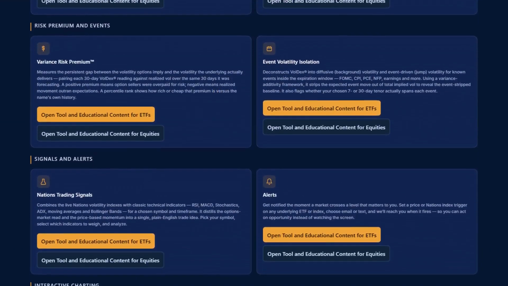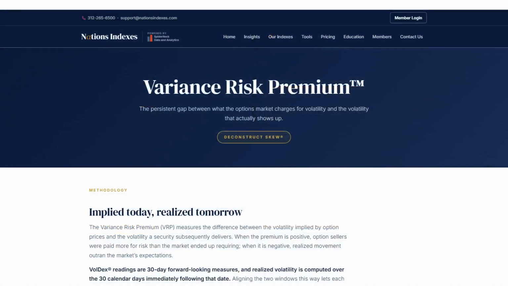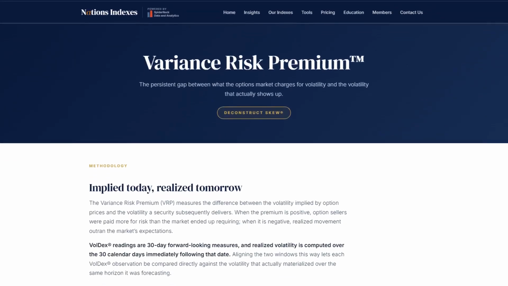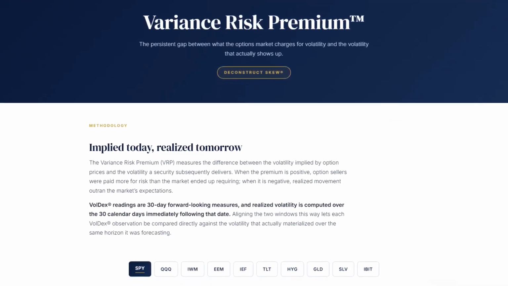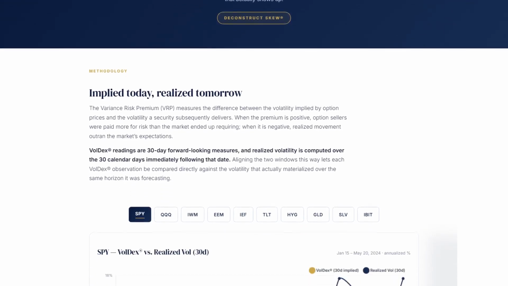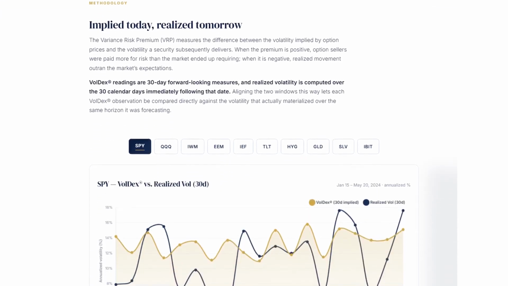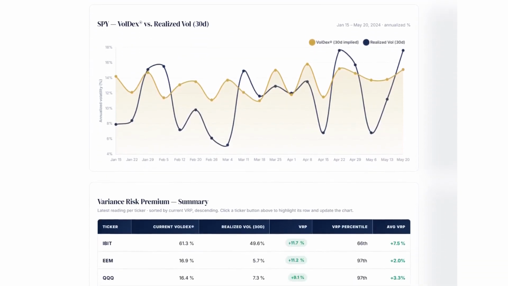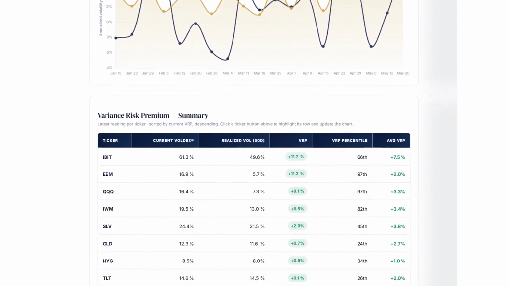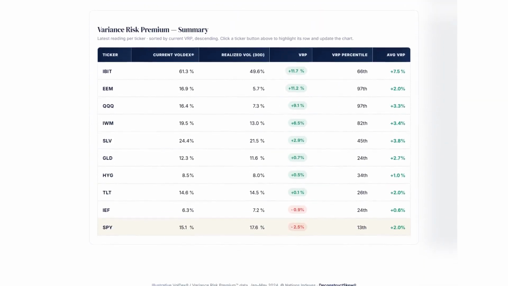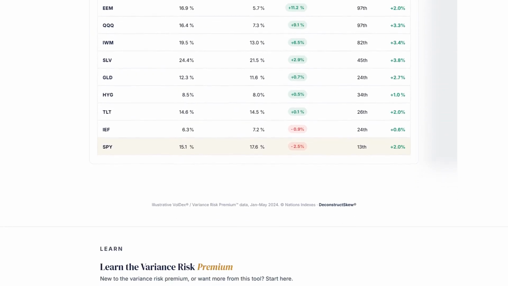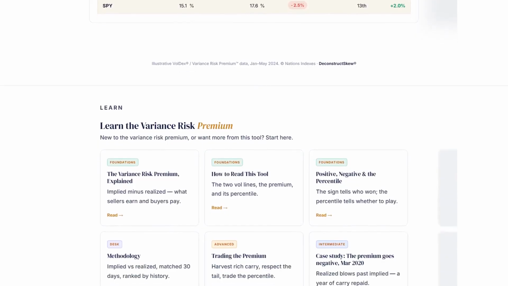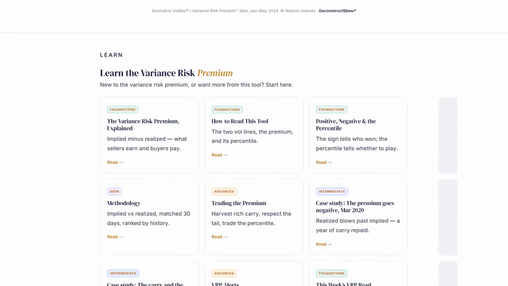Variance risk premium measures the gap between what options implied was going to happen and what the market actually delivered. A rich premium means option sellers were overpaid in the past. That was an edge for premium sellers. A negative premium says owning optionality was profitable. Variance risk premium is no guarantee of what will happen in the future, but the current percentile rank tells you how unusual today's setup is. It's available on all the asset classes and underlyings we cover.